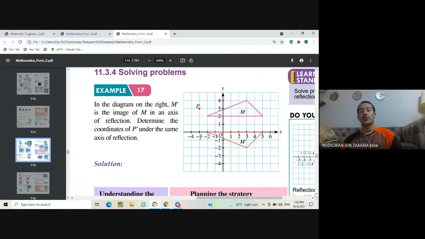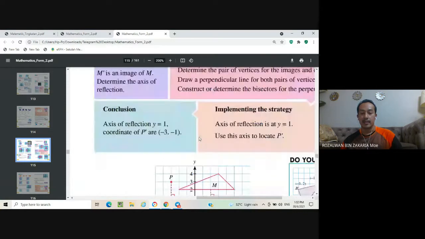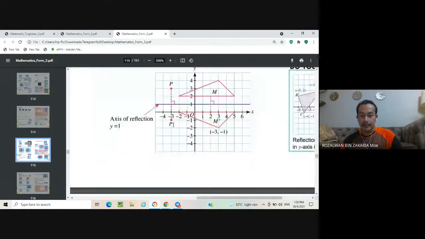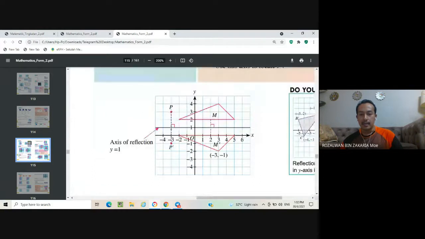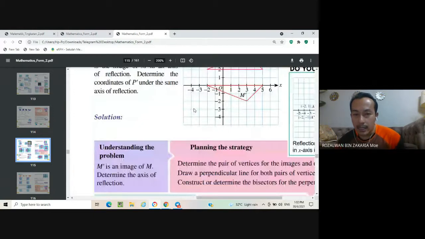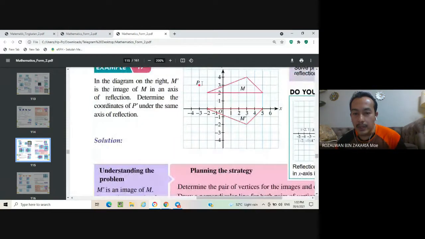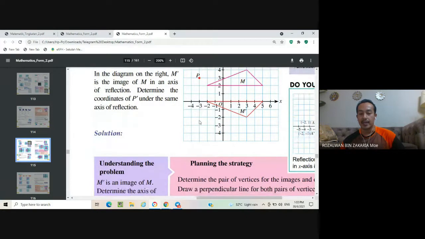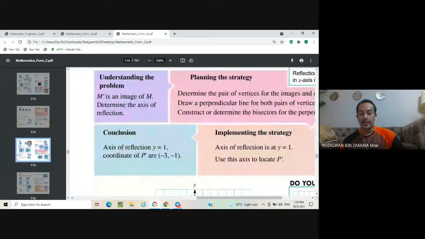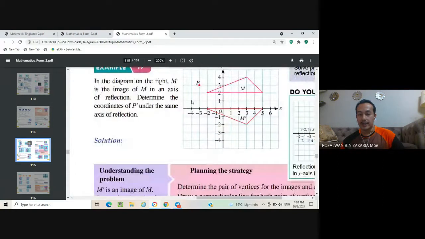So that's how to do example 17. Look at that one: minus 3, that is one; this one, 1, 2, 1, 2. So the coordinates of the image of P, or P prime, are (-3, -1). This is because you already drew the axis of reflection, which is this line. You draw the dotted straight line.